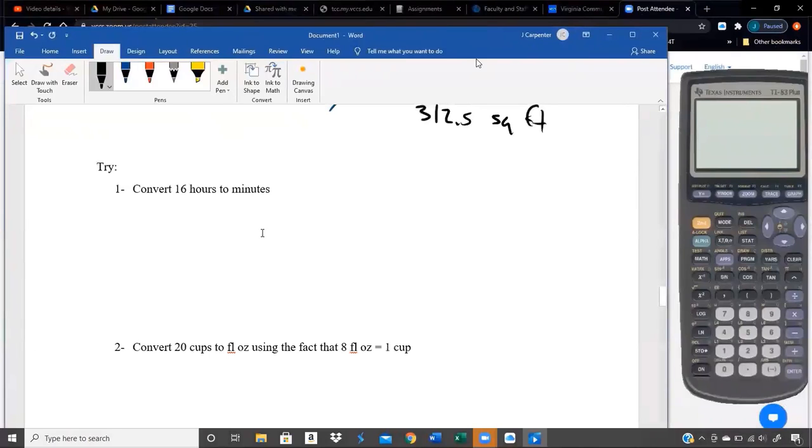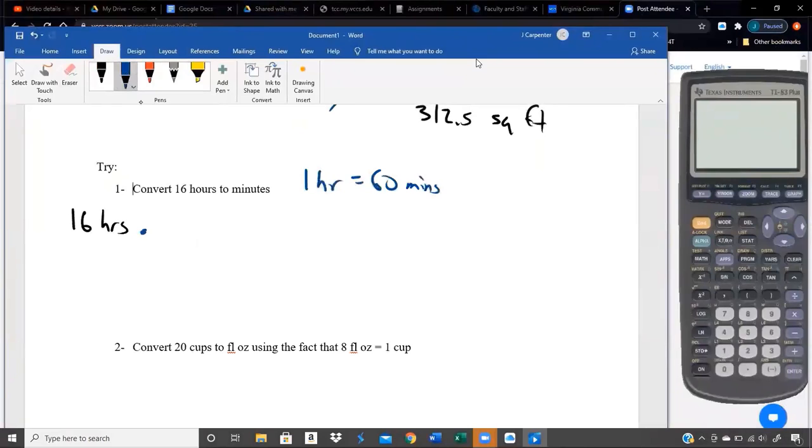So converting 16 hours to minutes. We start with our 16 hours. And how many minutes to how many hours? Well, 1 hour is 60 minutes. I did not give you this, but you should know that 1 hour is 60 minutes.